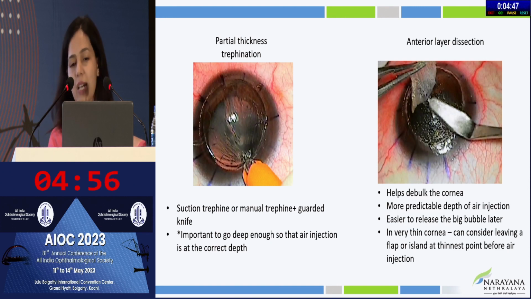The next thing is the anterior layer of dissection, which helps to debulk the cornea. This is not an absolutely essential step. Many surgeons would go ahead with the big bubble even without this, but it does help. If you debulk the cornea, then you have a much more predictable depth assessment when you're forming the big bubble. So you can go ahead and do this. Of course, if you have a very thin cornea in the center, that will again hamper your formation of the big bubble if you remove the entire layer, so you can leave it as a flap.